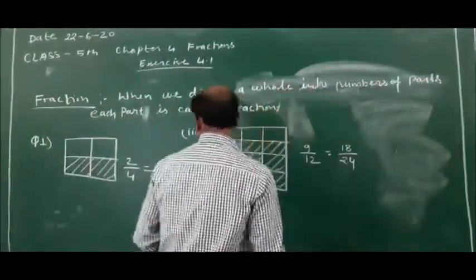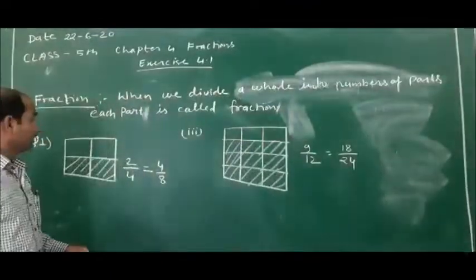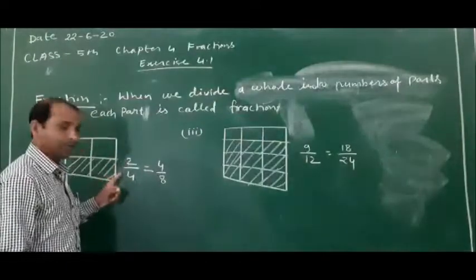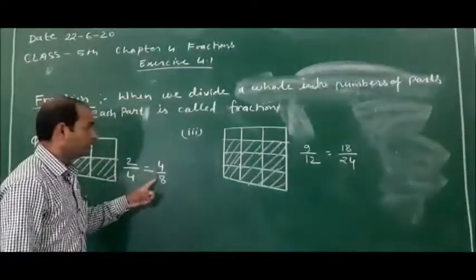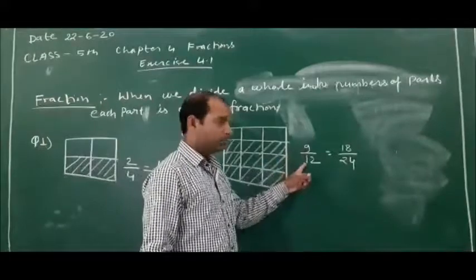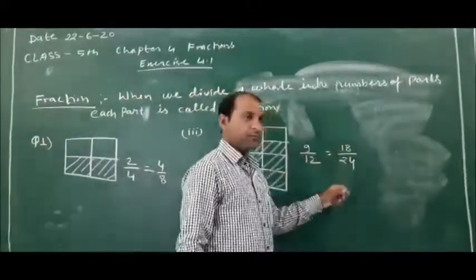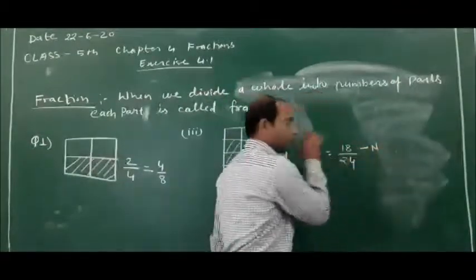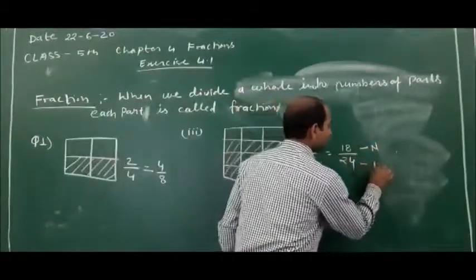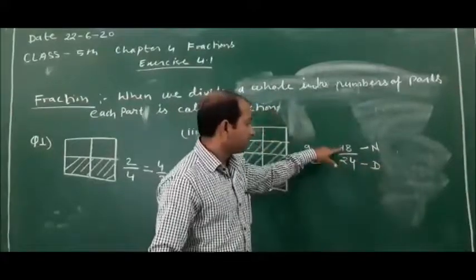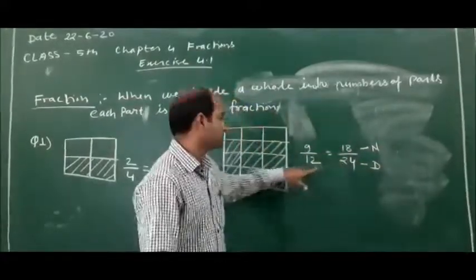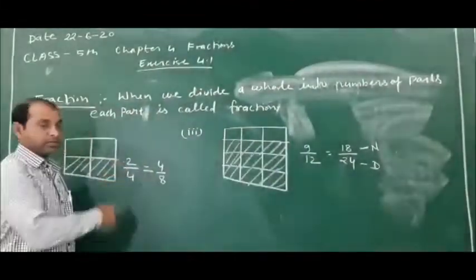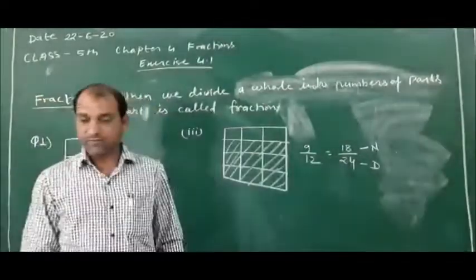In the fraction, first I will tell you here, this is 2/4. We read 2/4, 4/8, 9/12 and 18/24. 18 is the numerator. This is your numerator and this is your denominator. This is numerator, this is denominator. This is numerator and this is denominator. And there are so many types of fraction.